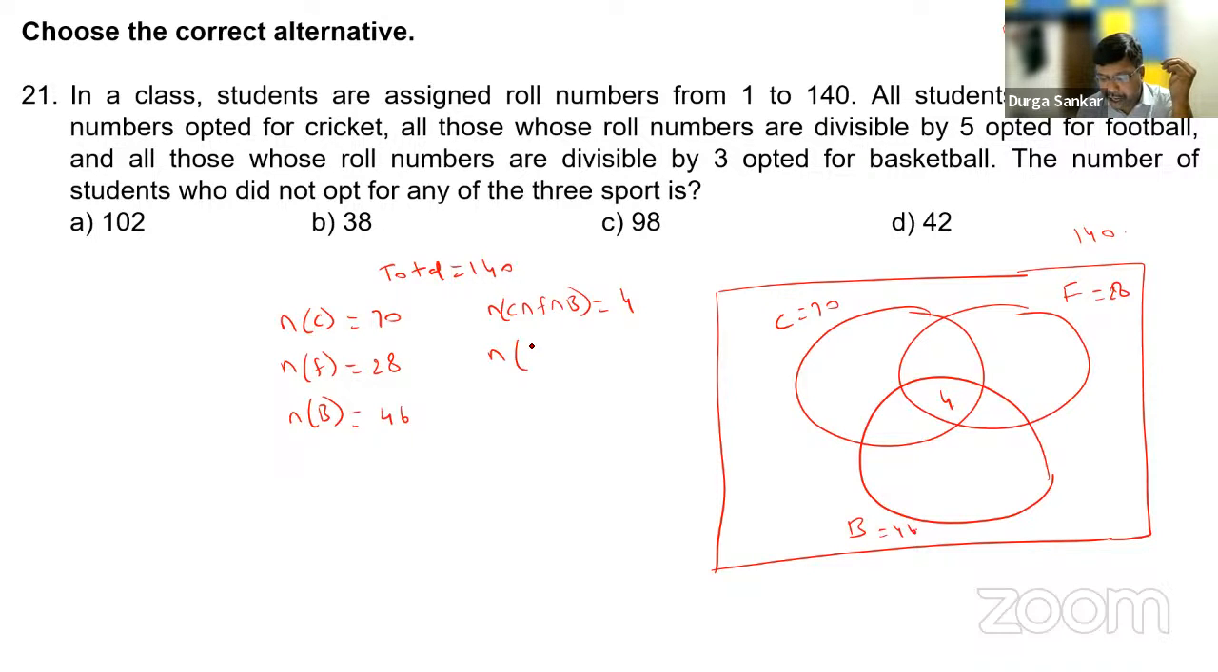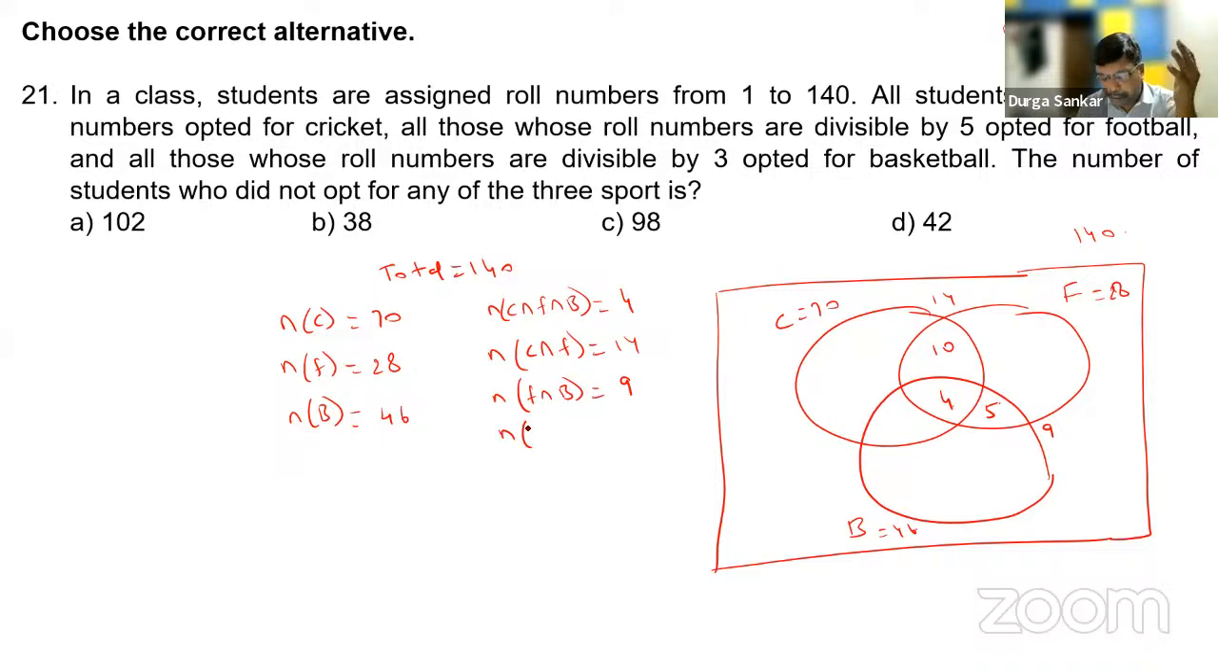Numbers which are divisible by 2 and 5, which means numbers divisible by 10. So till 140, I have 14 numbers which are divisible by 10. Now, since this part is 4, the remaining part is 10. Number of roll numbers playing football and basketball, which means roll numbers which are divisible by both 5 and 3, which is 15. So multiples of 15 till 140, I have 9. Now, since I already have a 4 here, this is 5.